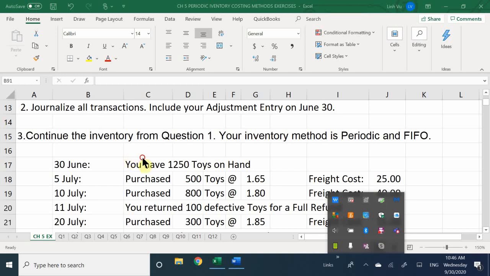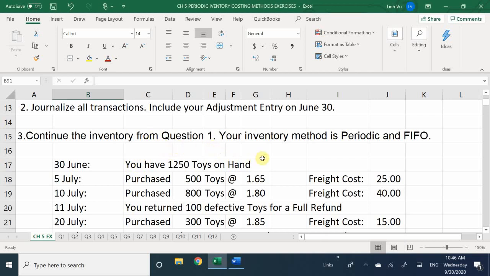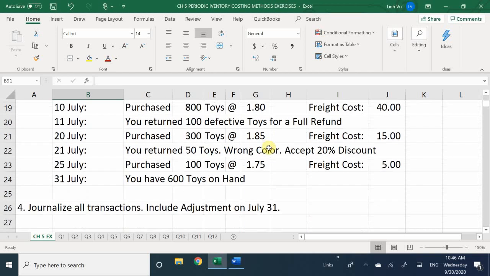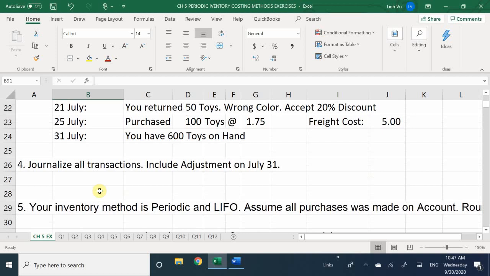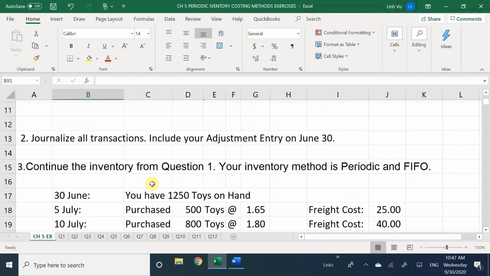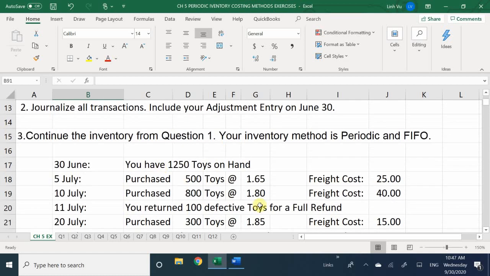So with that being said, we're going to be looking at continuing from the scenario. So your inventory method is periodic and it is FIFO. So again, we're going to continue the same method, but this time we're going to apply the concept of having beginning inventory. So in this case, we know from June 30th that we should actually have a total of 1,250 toys on hand. All right, and we're going to continue. Another little indicator is journalize all the transactions and include the adjustment entry. So number 4 is we're going to continue practicing the idea of switching back and forth with the journal. Okay, but this time we're going to go ahead and apply the stuff that we had from the previous one into our new one.